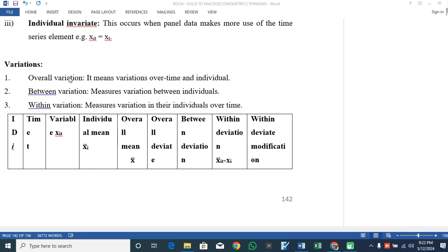When we refer to overall variation, we are referring to the variation over time and individual. Remember, in panel data, we have time, which is the scope of the period of study, and the individual, which has to do with the country or the firms. Then between variation measures variation between individual countries, while within variation measures variation in the individuals over time, that is, the variation of the individual countries over a period of time. So these are the three dimensions of variability or variations in panel data regression that we are going to dwell on.